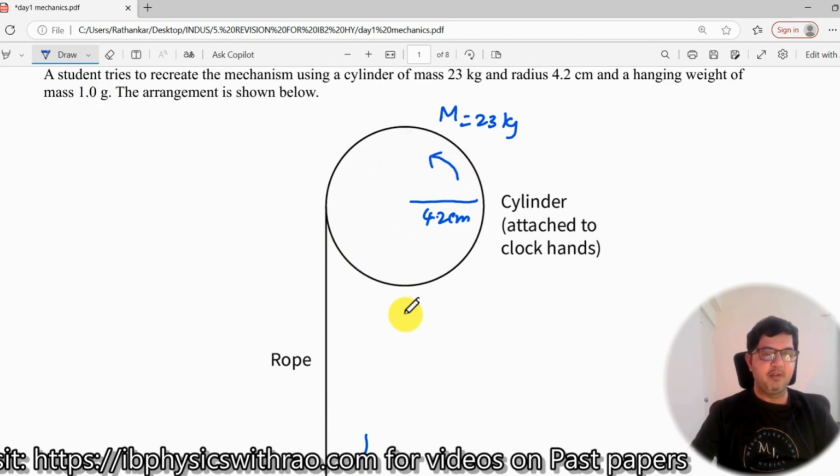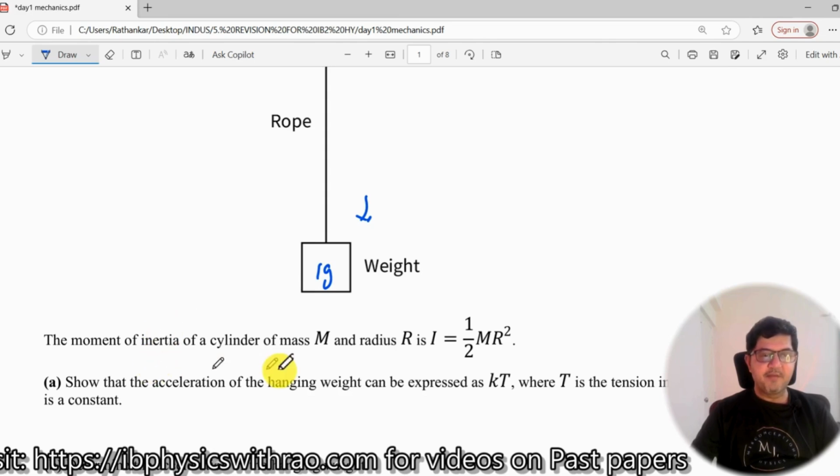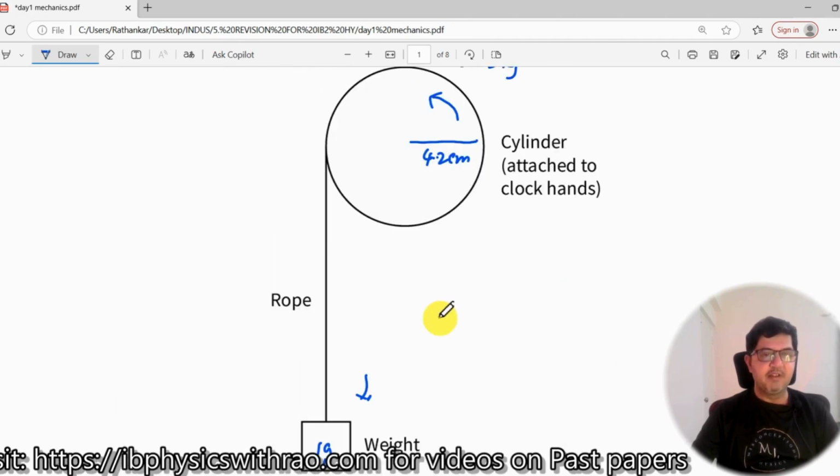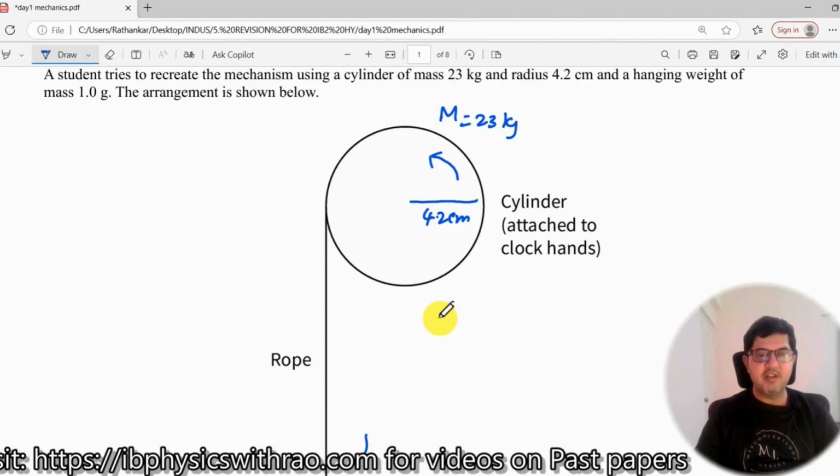The arrangement is shown below. The moment of inertia of a cylinder of mass m and radius r is given over here. Show that the acceleration of the hanging weight can be expressed as k times T, where T is the tension in the rope and k is a constant. So how do we do this? The best way is in rotation. We need to start with a free body diagram.